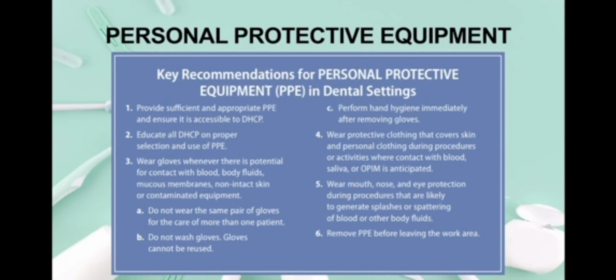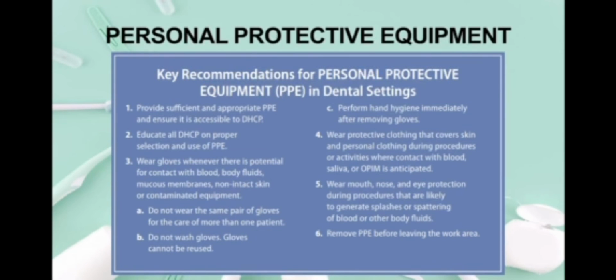Examples of appropriate use of PPE for adherence to standard precautions include the use of gloves in situations involving possible contact with blood or bloody fluids, mucous membranes, and non-intact skin such as exposed skin that is chapped, abraded, or with dermatitis, or OPIM. The use of protective clothing is to protect skin and clothing during procedures or activities where contact with blood or bloody fluids is anticipated. Use mouth, nose, and eye protection during procedures that are likely to generate splashes or sprays of blood or other bloody fluids.